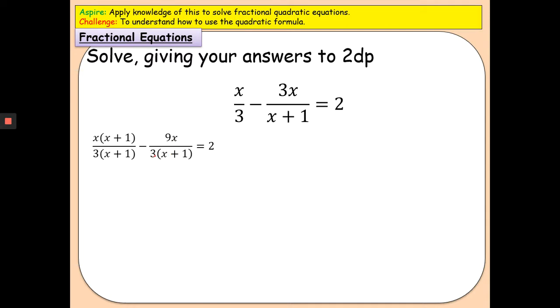Next thing we're going to do is simplify as much as we can. So on top of this fraction, you're going to end up with x squared plus x. And then on the bottom of each of these fractions, you're going to have 3x plus 3. So it's going to look like that.